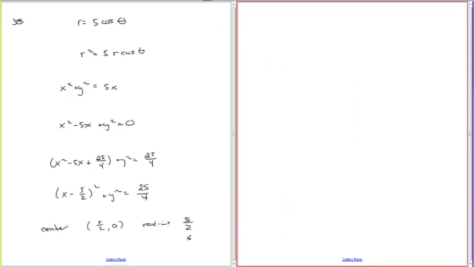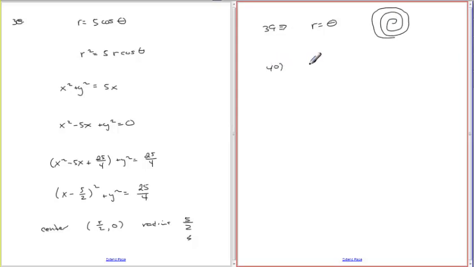Recording started. So before we finish the problem, let's just look at a couple of other examples. 39 was r is equal to theta. And if you plot it, you get a spiral. As theta increases, it just keeps going around like that.